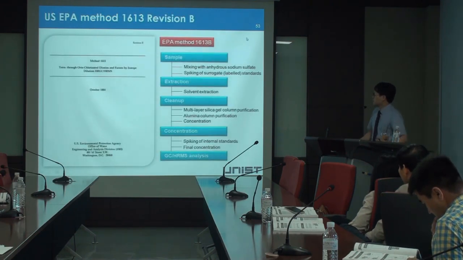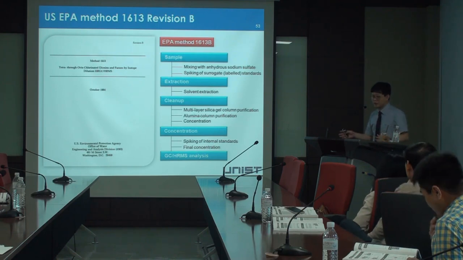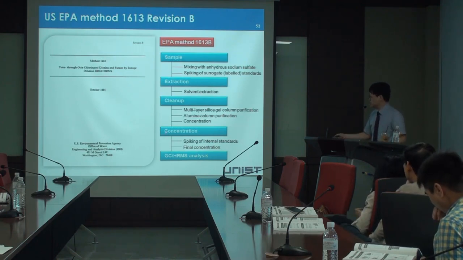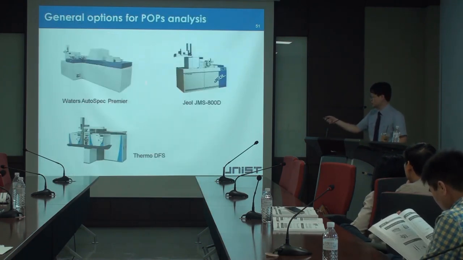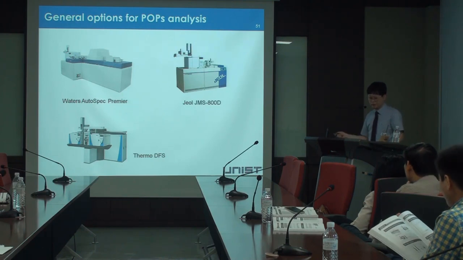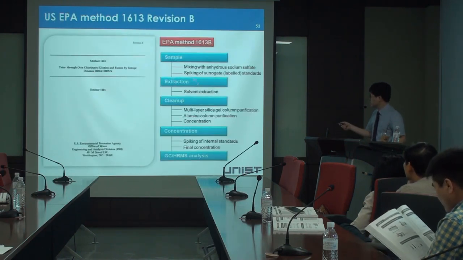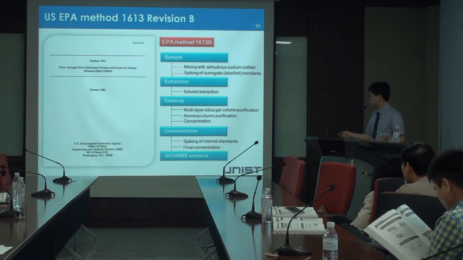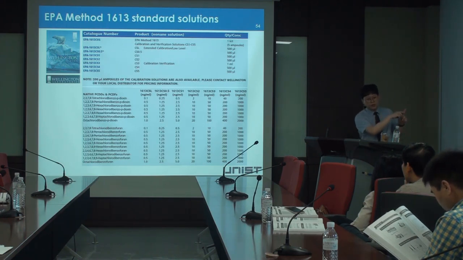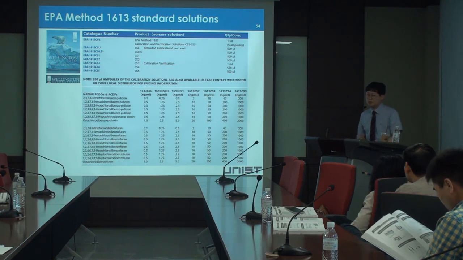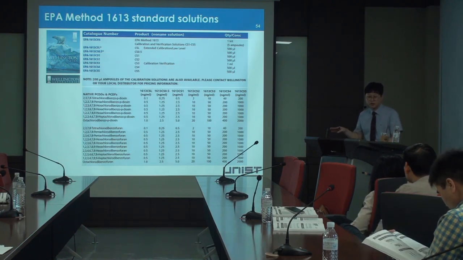So the US EPA method is a very basic method for dioxin. In this method, they use HRMS based on this water spec. Extraction, cleanup, and concentration. This is an EPA method standard solution. Probably you understand the external calibration method or internal calibration method for quantification. Probably this afternoon you can learn this kind of thing.